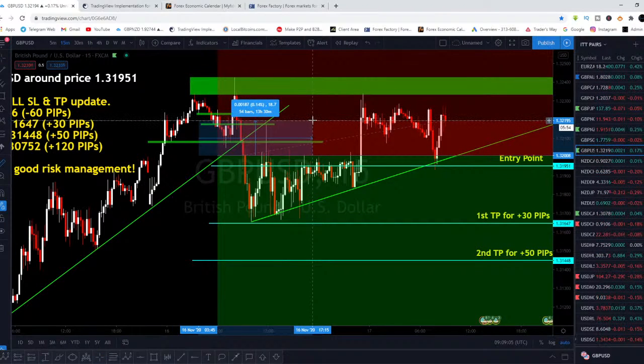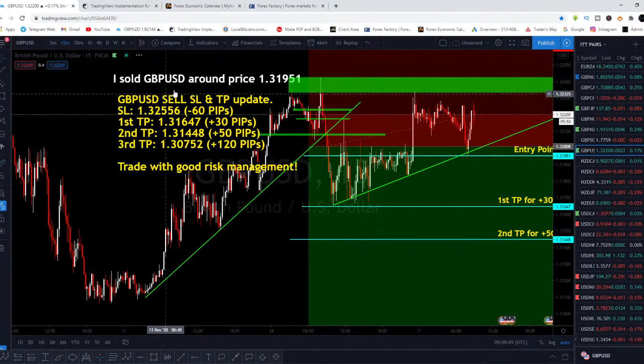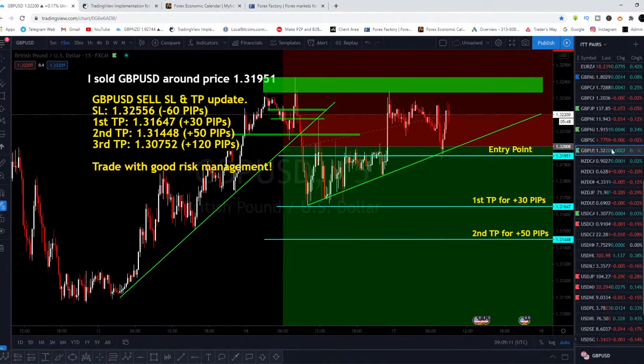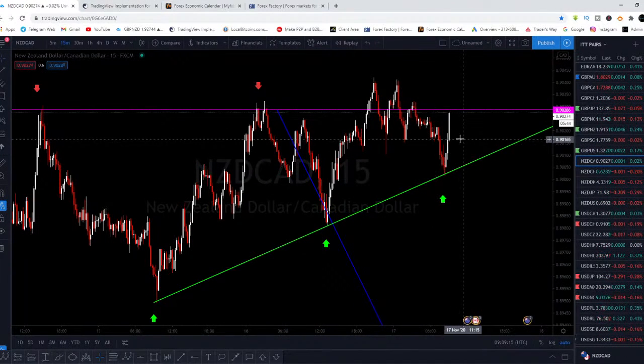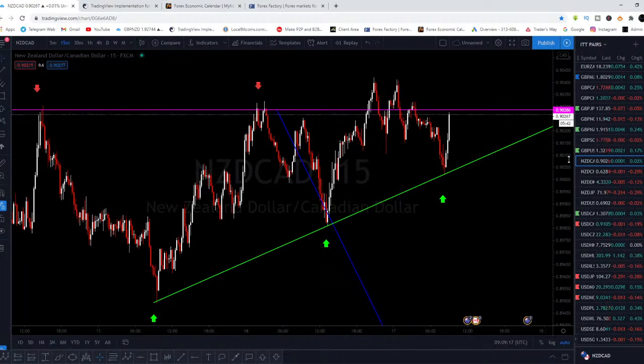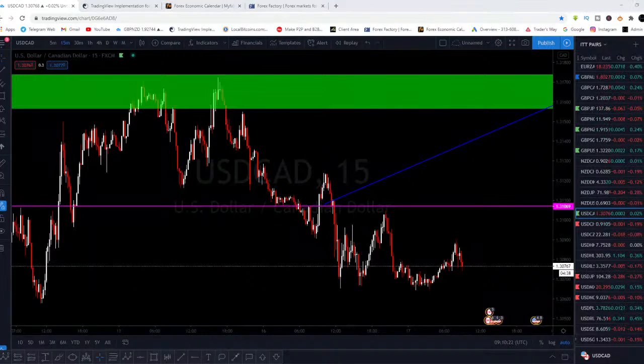So it's still negative 18 pips. Still moving. It is what it is. I'm out of this, man. I'm out of NZD CAD. NZD CHF, once I see a breakout of this or this, I'm going to get out of it. My network is unstable. I don't know why.